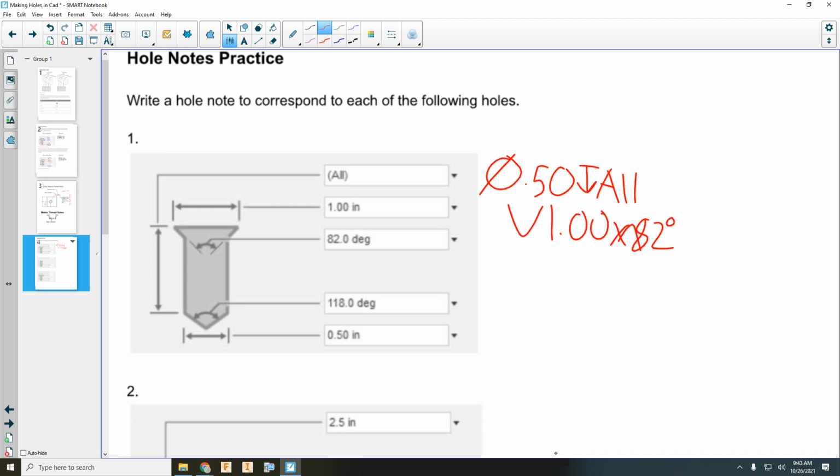Okay, pretty good effort. Got a couple little details to clean up. Good job. Okay, what do we need to have? Great start, because we have a 1/2 inch diameter. When it goes all the way, how do we write that? We don't use a depth symbol. What do we say? Through. And that's spelled T-H-R-U, not T-H-R-O-U-G-H. So that is going all the way through.